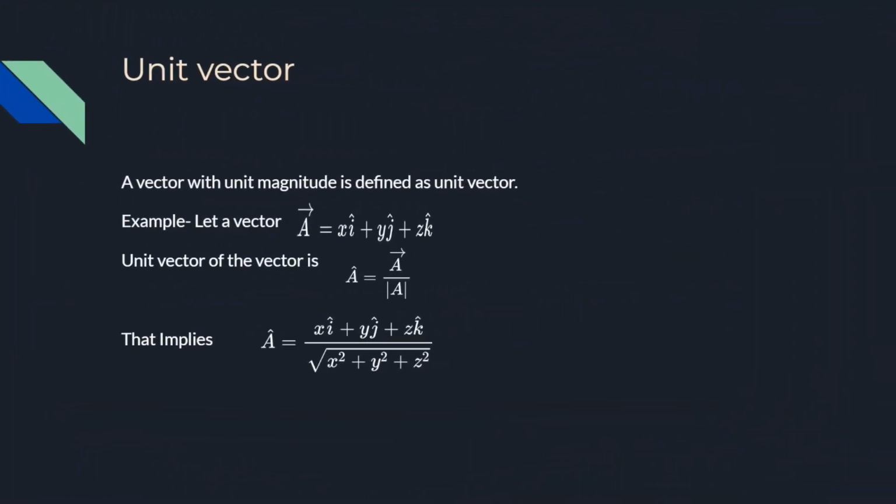Now let's learn about the unit vector. A vector with unit magnitude is defined as a unit vector. Like vector A is equal to x i cap plus y j cap plus z k cap. This unit vector is written as a cap is equal to a by mod of a. That implies a cap is equal to x i cap plus y j cap plus z k cap by root over x square plus y square plus z square, basically mod of a.